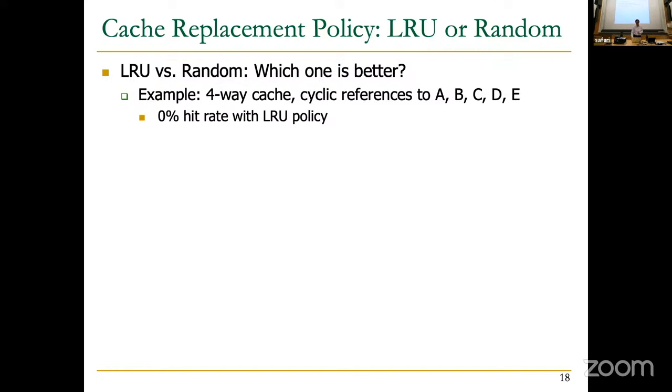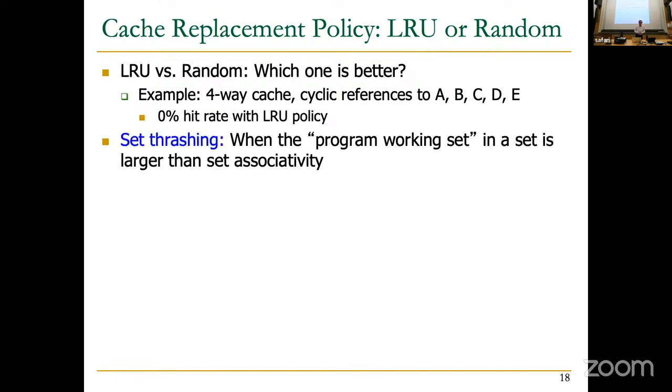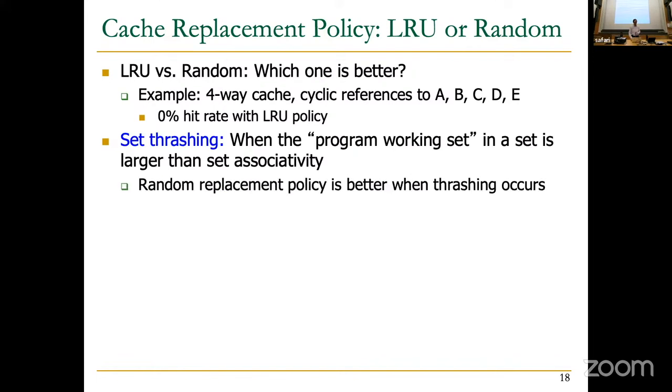You can convince yourself with this. Basically, the program working set in a set is larger than the set associativity. That's the definition of set thrashing. In this case, random replacement policy is a much better approach and a much more principled approach. You randomly pick which one you evict, and hopefully you're not going to evict something that you're going to touch in the cache. And the probability of that is actually relatively low. That gets lower and lower as associativity increases. You can do the calculations if you want to get the hit rate, but it's going to be much better than 0%. Does that make sense? So this is why random replacement actually makes sense.